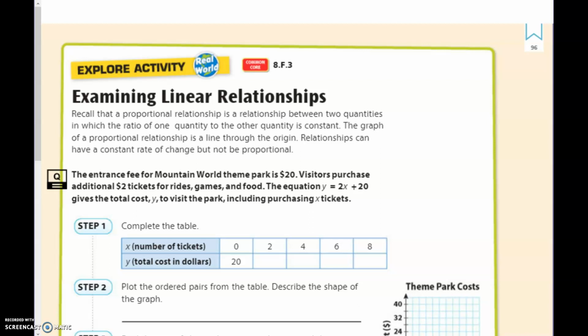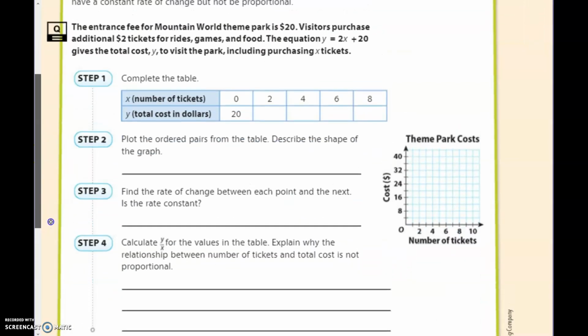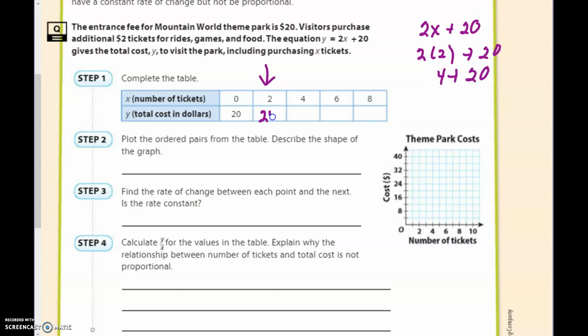So just for walking in, we're going to be at 0, 20 because that's how much it costs to get into this Mountain World theme park. Okay, so now if you're going to buy 2 tickets, we're going to use this equation, 2x plus 20. So how do we fill in the rest of this chart? Well, they're asking us here to plug in a 2. So 2 times 2 plus 20. So it looks like we have 4 plus 20. So it would cost you $24.